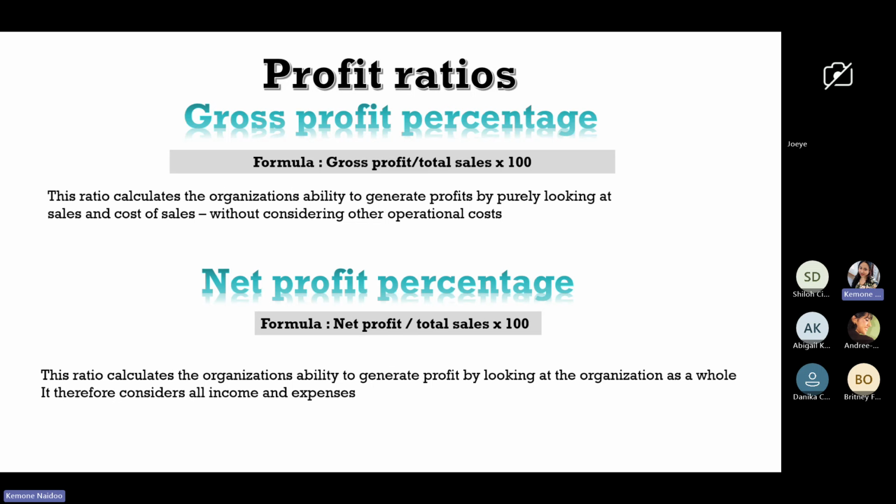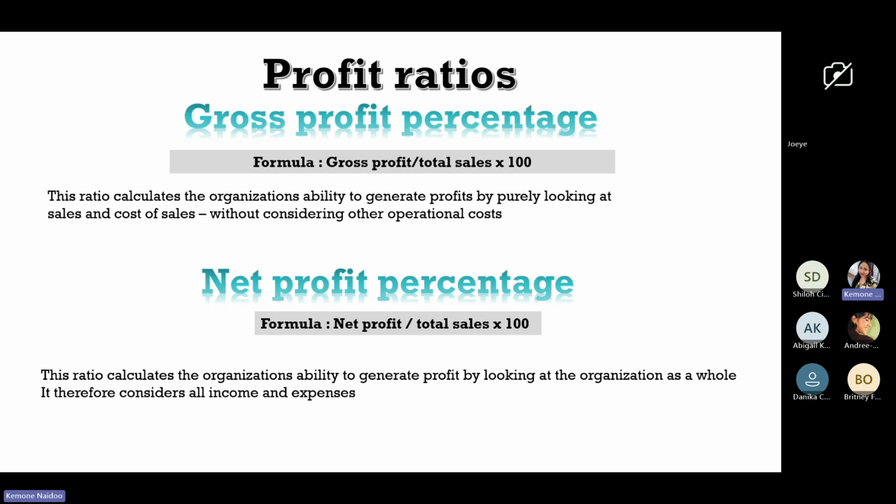They will give you the formulas, so don't spend too much time learning the formulas, but just in case, do still understand them. But it's also very important for you to understand the theory behind it as well. So remember, this ratio calculates our profits looking at sales and cost of sales, but it doesn't take into account operational costs. You don't need to consider our operational cost in gross profit percentage.